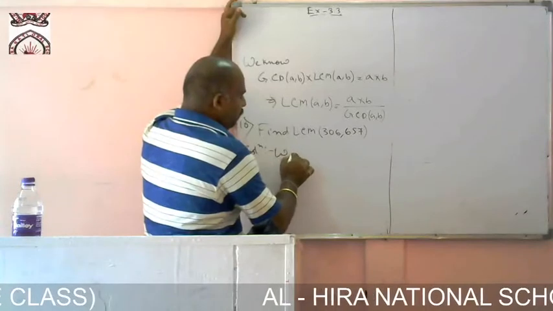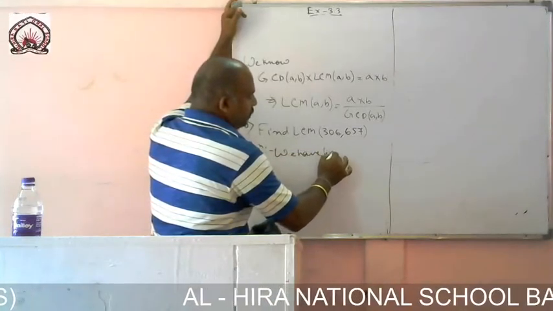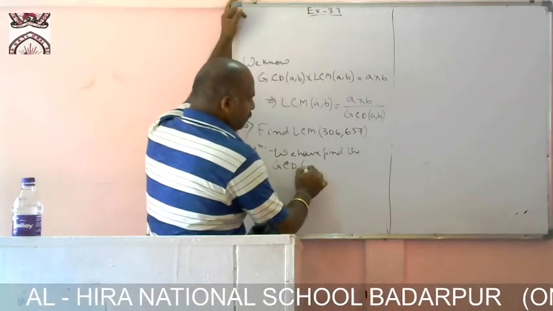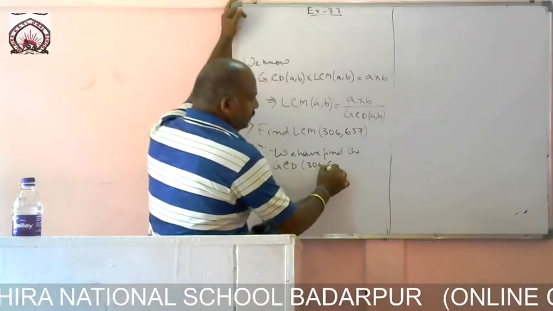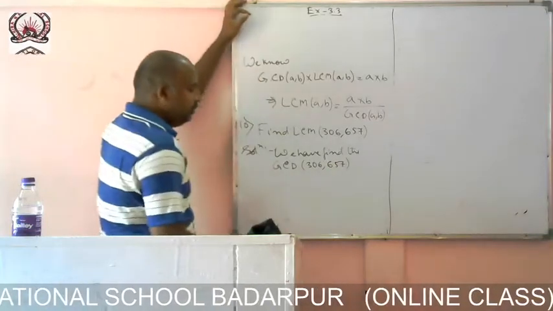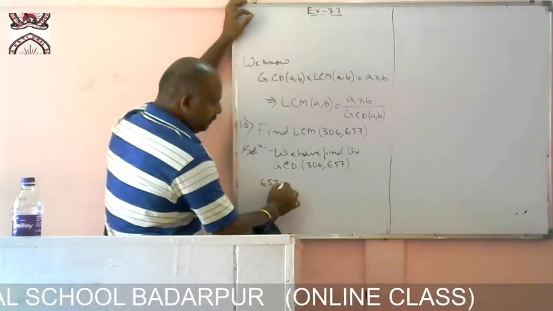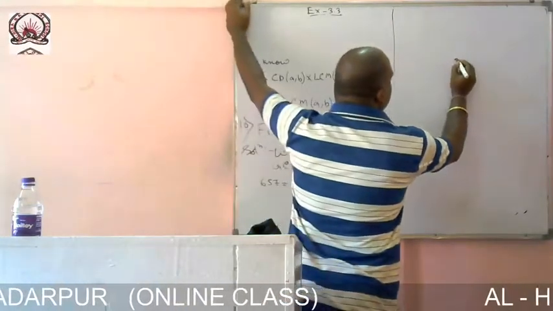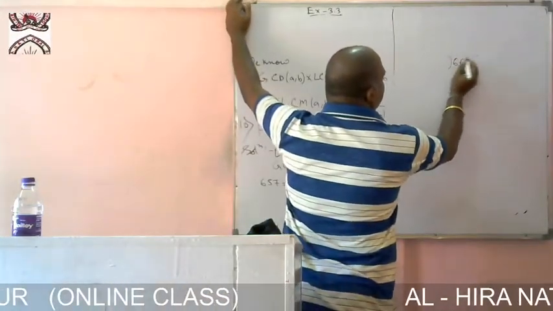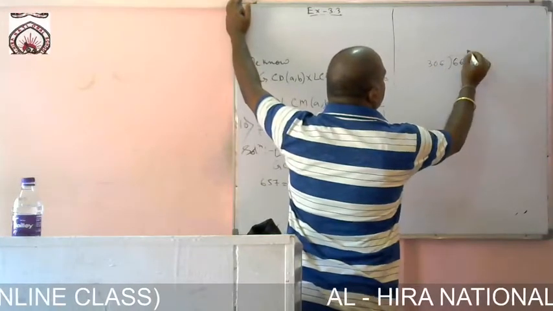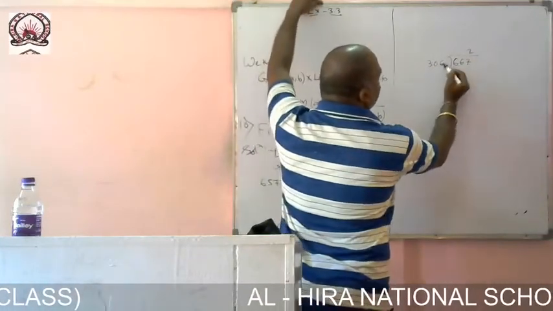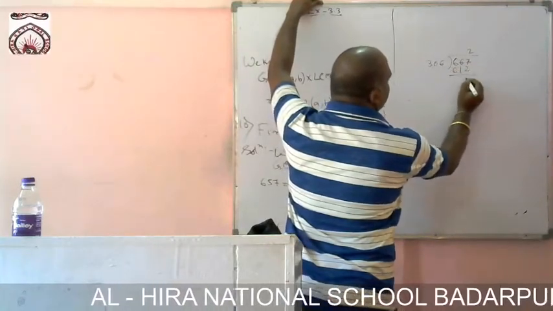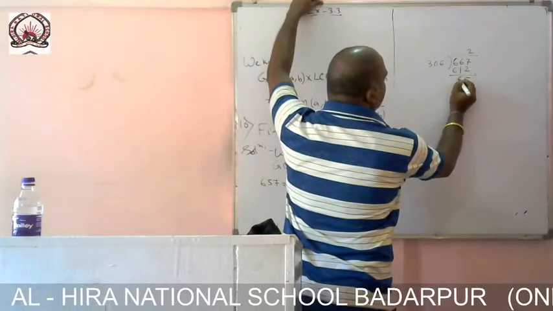Now we have to find the GCD of 306 and 657. So 657 is nothing but, you can write, just divide it. 657 divided by 306. We have multiplied it, 2 into 6 is 12, 2 into 6, 6. Then the value is 5. We are getting 55.